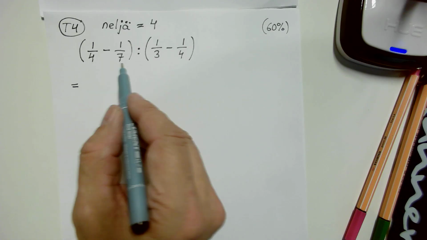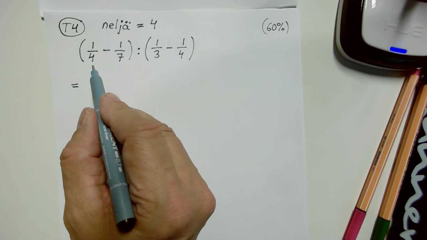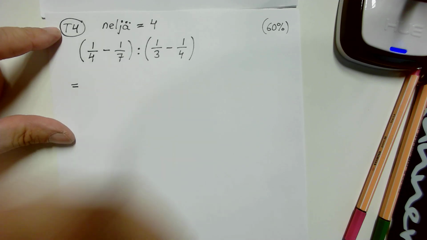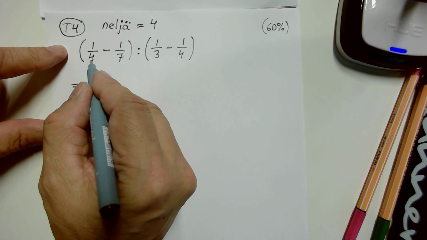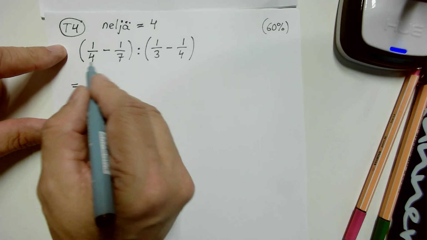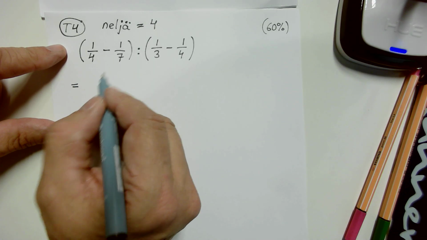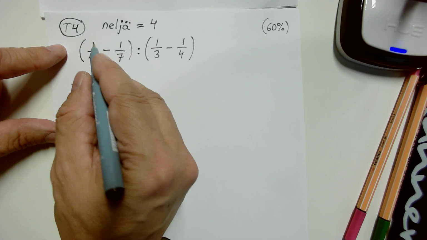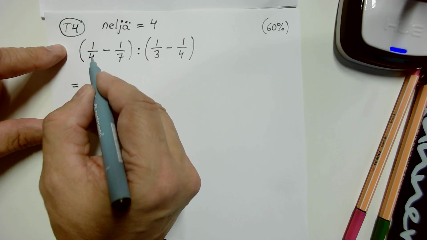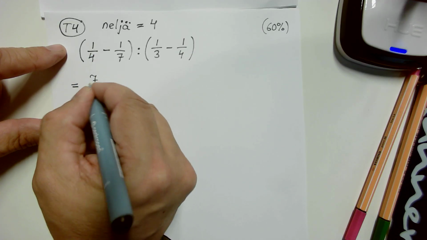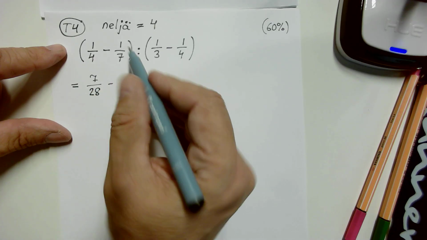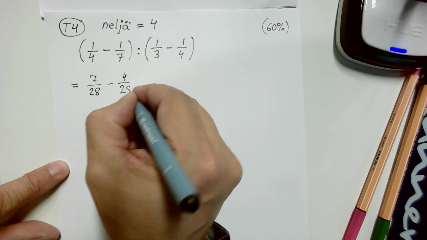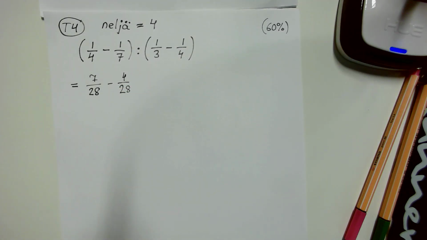And what will be in this first brackets? 28, yeah. So I would do that. Here we have 4 and here we have 7, so we try to get 28 in the bottom part of this expression. So when we multiply these both with 7, we get 7 divided by 28, and when we multiply these with 4, we get 4 divided by 28. Is this what you meant? Yeah.